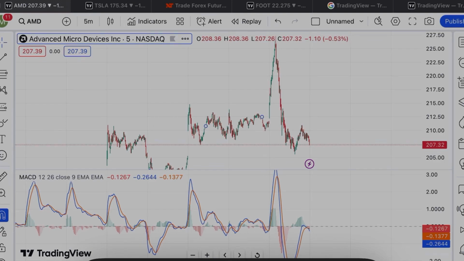So when it comes to patterns, right? Patterns are usually either continuations, right?